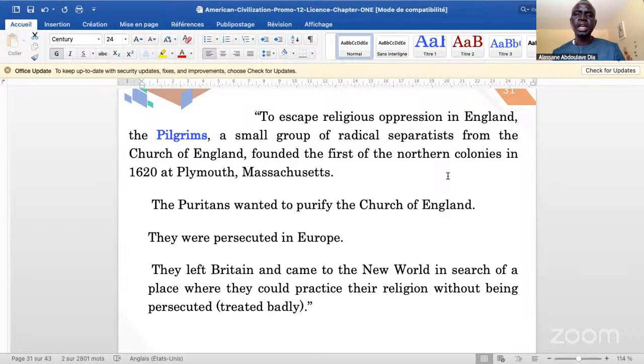And they could not stay in Europe. The solution was to move, to escape, and to benefit from the blessings of God. And they went to America as pilgrims.